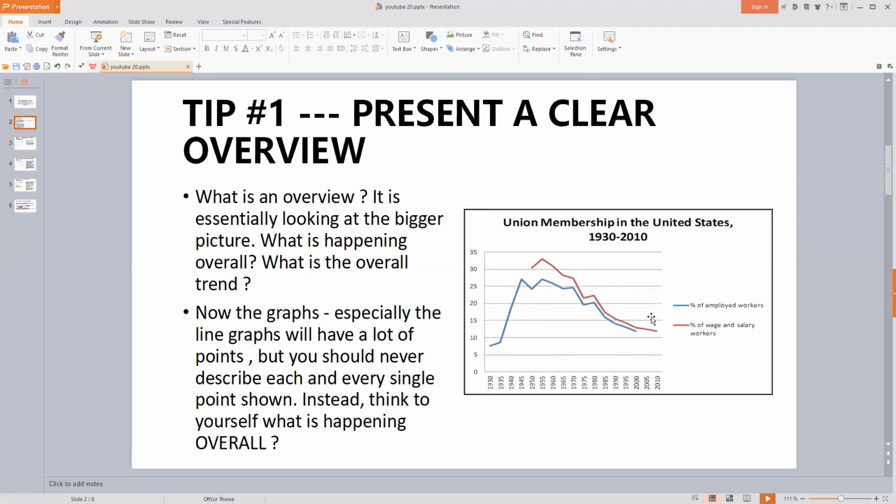So that's what you have to think to yourself. What is happening overall? What is the overall trend of the line graphs, okay? And that's what you have to write in the overview. And it's very important, according to the IELTS examiner, the mark scheme that they use, they tell you that in order to get a band 7 or above, you should present a clear overview.